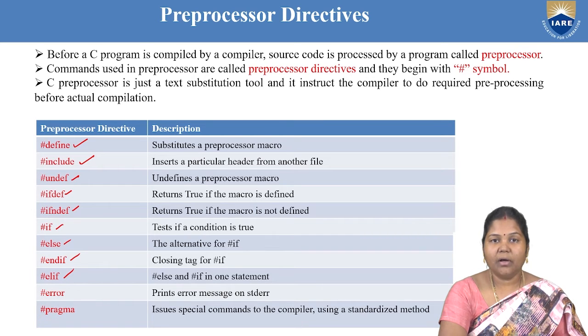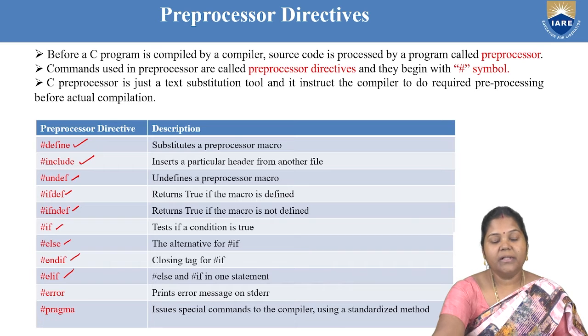Similarly, hash if is used to test whether a condition is true or not. You can also write an else part to the if condition, and endif is the closing tag if you are using if else. If you want to write multiple conditions, you can write hash elif, which is the same as hash else plus if. Hash error is used to print an error message on the standard error device. And hash pragma is a miscellaneous directive which issues special commands to the compiler using a standardized method.